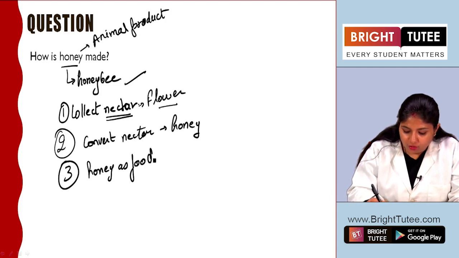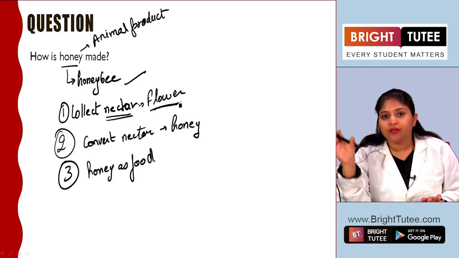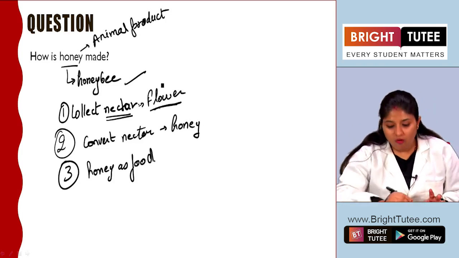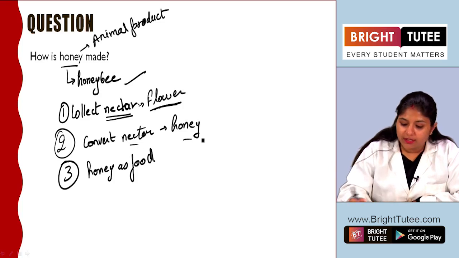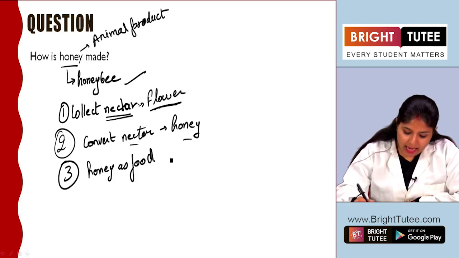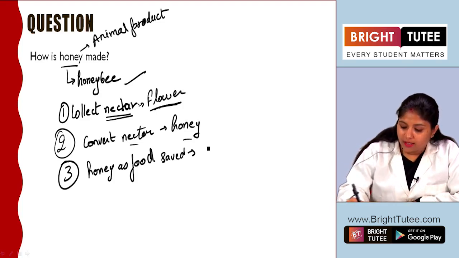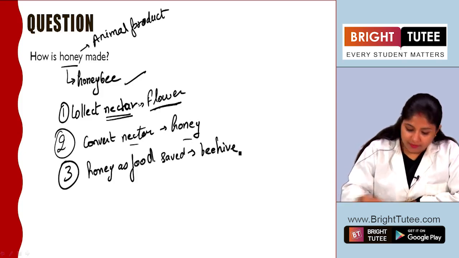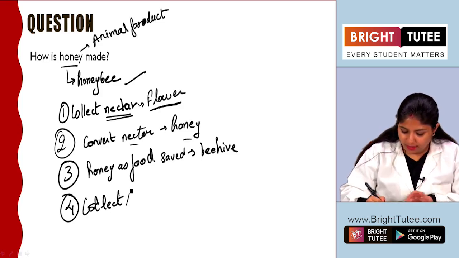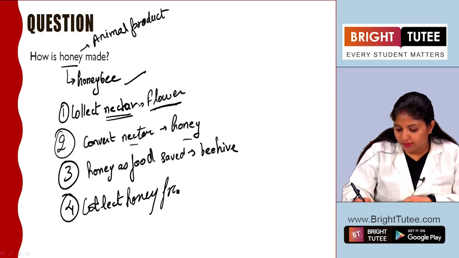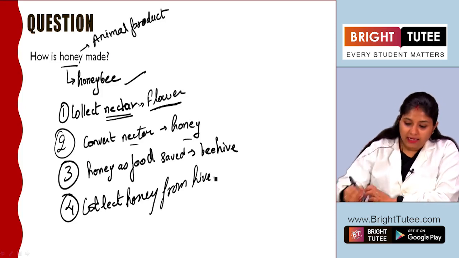So the bees collect all the nectar as much as they can during the flowering season of the plants, and then they convert the nectar into honey and save it in their hives, right? So the honey is saved as food in their beehive. And from here, this is the fourth step where we are involved. What we do is we collect this honey from these hives, right?